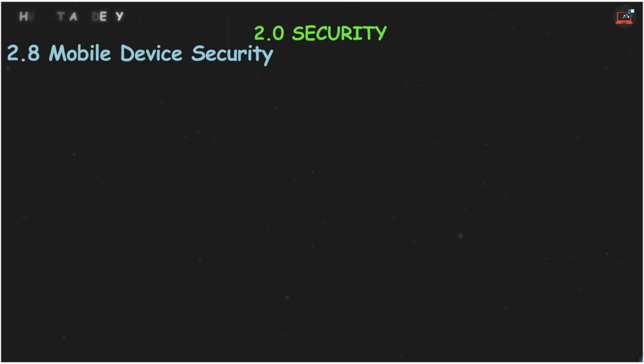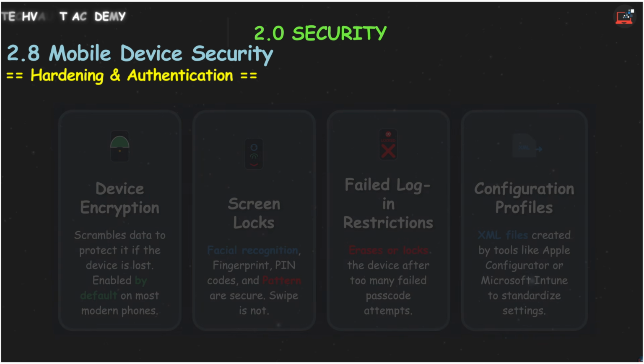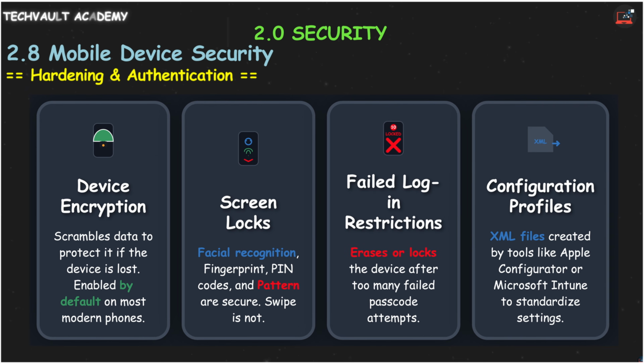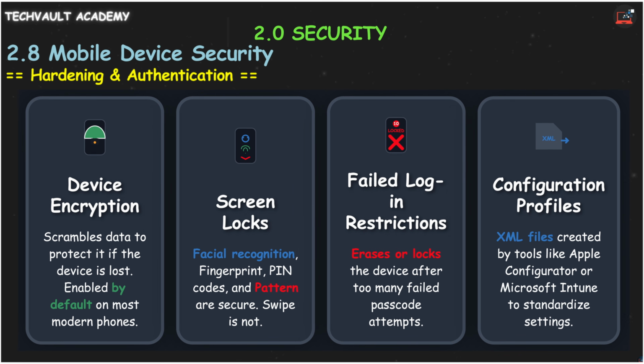First, let's harden the device itself. Just like with workstations, we start with device encryption. This scrambles your data, making it unreadable if the phone is lost or stolen. On modern phones, this is usually on by default, and your passcode or PIN acts as the key. Think of it as a locked safe for your data. Even if someone steals the safe, they can't get what's inside.